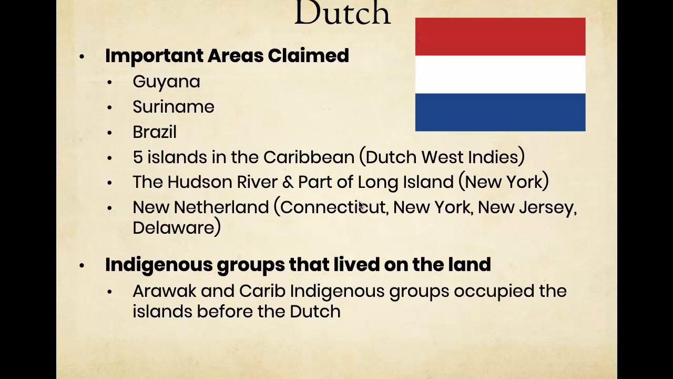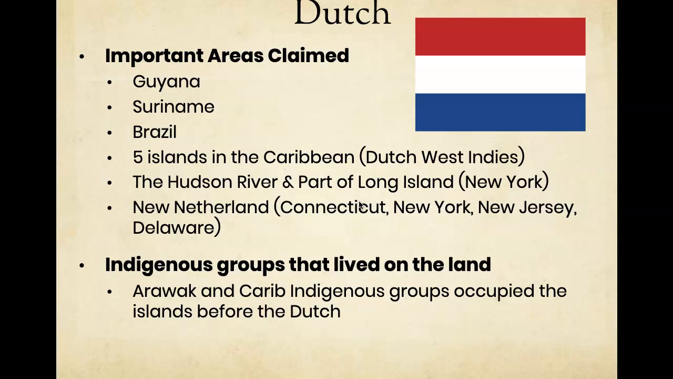The Dutch claimed many important areas in the Americas, Guyana, Suriname, parts of Brazil, and then they had the Dutch West Indies, which is 5 islands in the Caribbean, the Hudson River and part of Long Island in New York, and then also parts of Connecticut, New York, New Jersey, and Delaware. Now, all of these that I'm mentioning in North America did eventually get sold or transferred over to the British, but initially the Dutch were there.